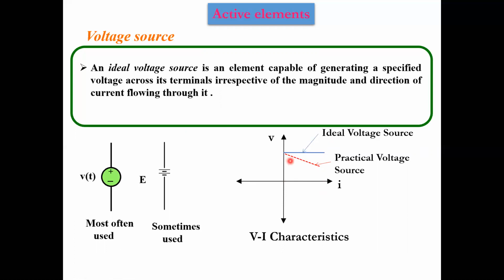In practical sense, it has a drooping characteristic. We are having some losses, that's why it's a drooping characteristic. And the symbol here is plus and minus. We can observe these polarities, plus minus like this. An ordinary battery or cell structure.